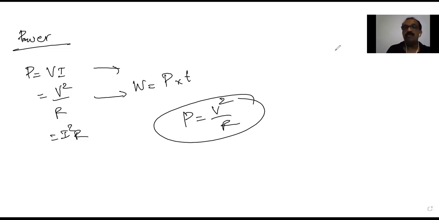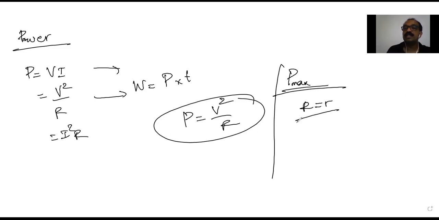Along with that, one more thing I want to tell you is, in the case of any circuit, if a cell is delivering power, the power delivered by the cell is maximum when external and internal resistances are equal. This is something to remember. When external resistance is equal to internal resistance, the power delivered by the source is always maximum.